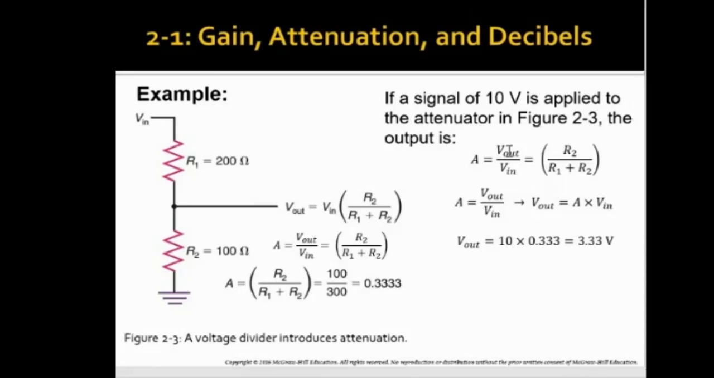Now in this case, if a signal of 10 volts is applied to the attenuator in this figure, the output is, we are looking for the V out, the gain is available, which is 0.33. V in is available, which is 10. And we know gain is V out over V in, which is equal to this equation of R2 over R1 plus R2. But since we already have this value, we just solve the equation for V out, which is gain times input voltage. So 10 times 0.33, so then you have 3.33 volts.